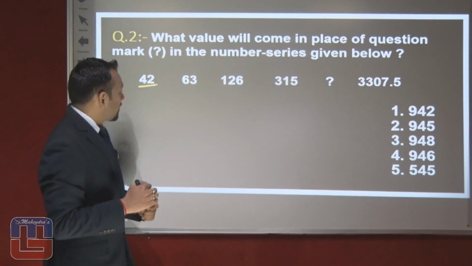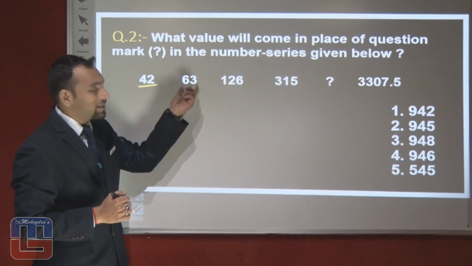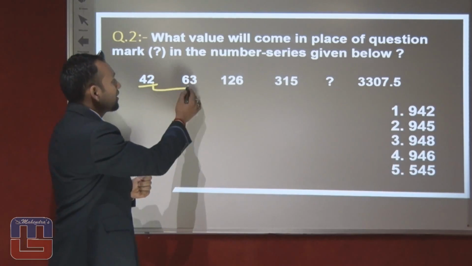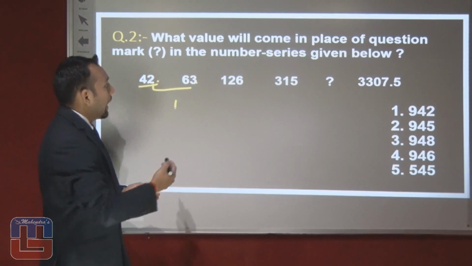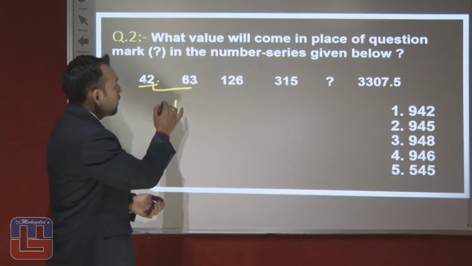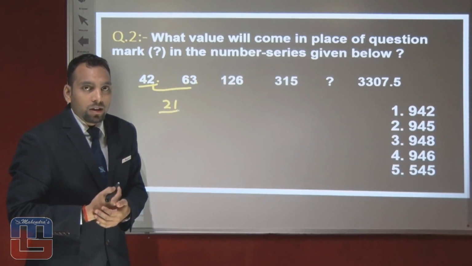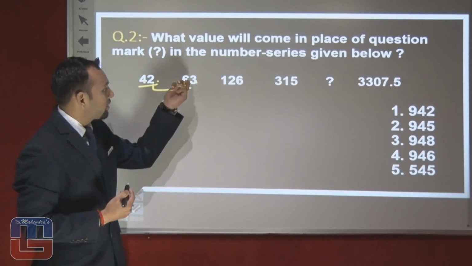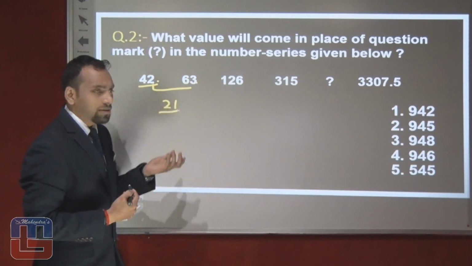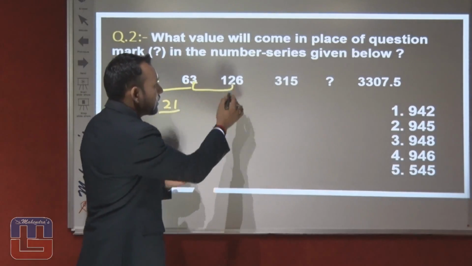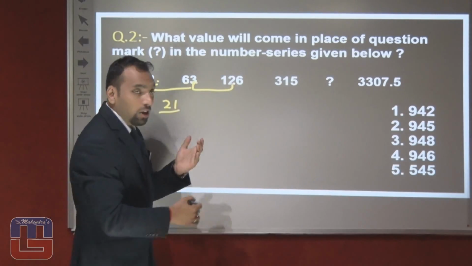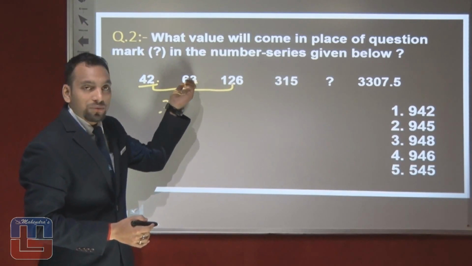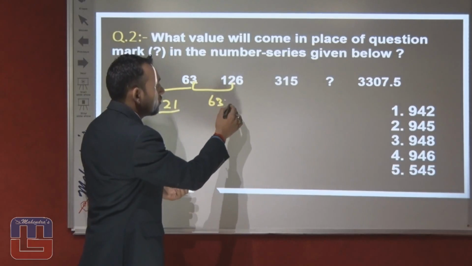Now see, this is 42 and this is 63. What I told you, you have to check the difference. So here the difference is 63 minus 42, which is 21. You can see that if you add this 21 to 42, you will get 63. Now see, the next logic: the difference here is 63, or we can say that this 126 is 2 times 63. So we can say that this is 63 into 2.